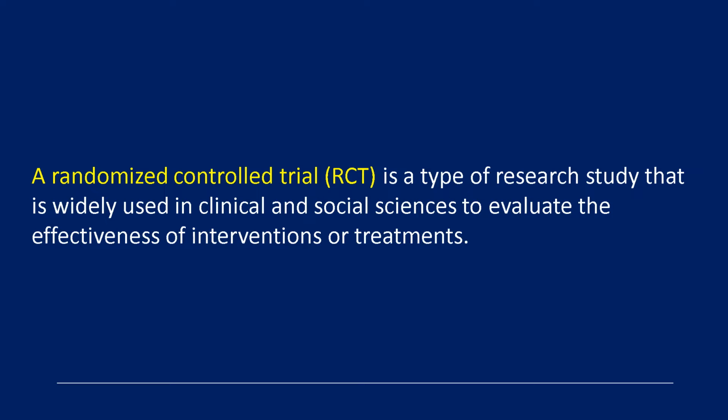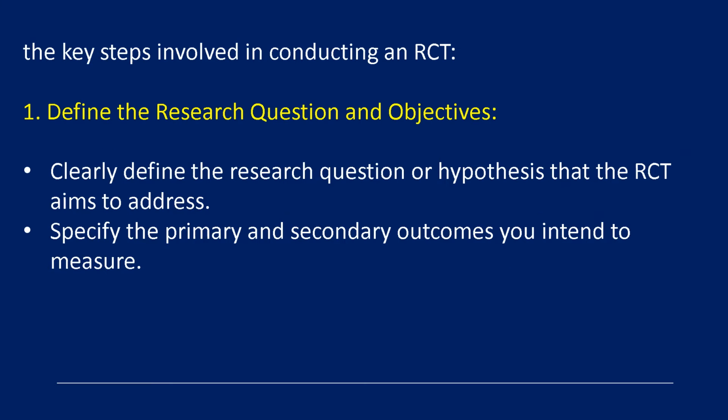A randomized controlled trial, otherwise known as RCT, is a type of research design that is widely used in clinical and social sciences. The main aim of an RCT is to evaluate the effectiveness of an intervention or a treatment. Now we can go through the steps involved in conducting an RCT.